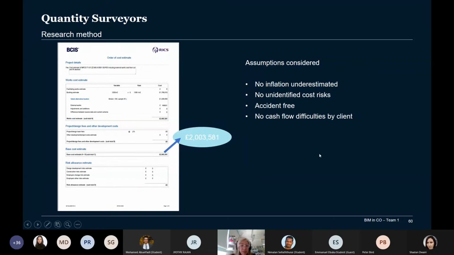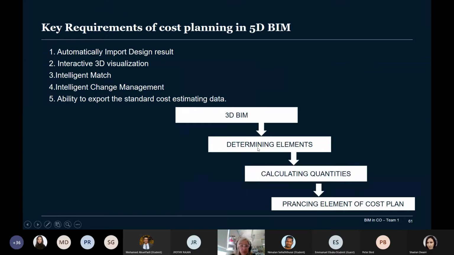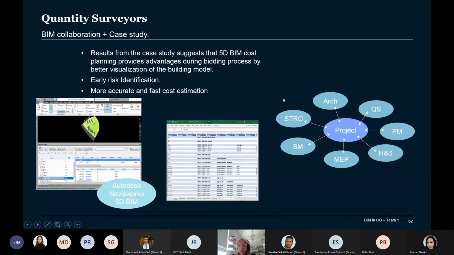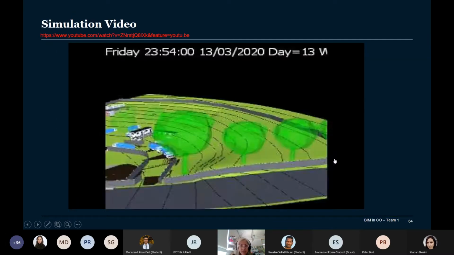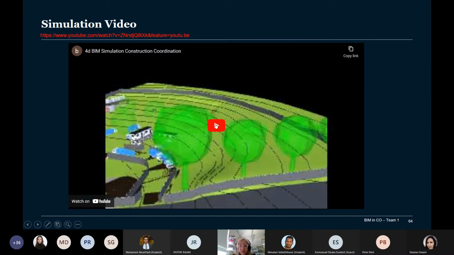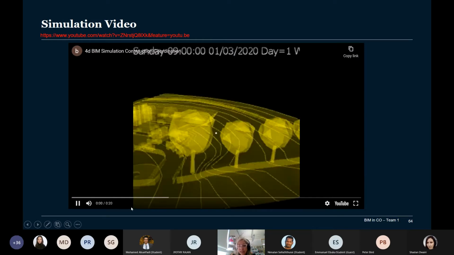Yeah, assumptions considered, and then come up with a final cost, key requirements for cost planning, so explaining the process a little bit more, and then collaborations and case studies to explain how they manage collaboration across different teams. And they have a final video at the end. I'm not going to play this too long because I want to show you another example.